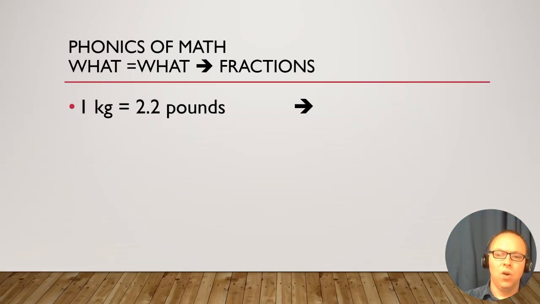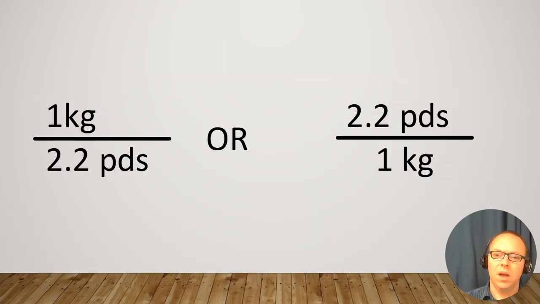So next, 1 kilogram is equal to 2.2 pounds. How am I going to turn that into a fraction? I can say 1 kilogram up top over 2.2 pounds, or I can say 2.2 pounds up top and put that over 1 kilogram.